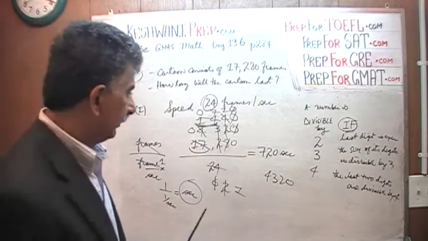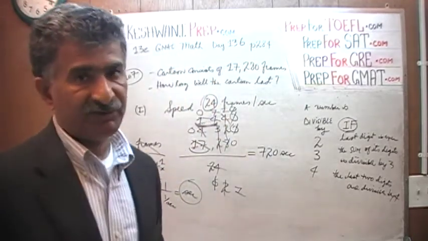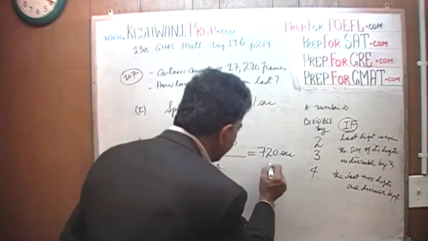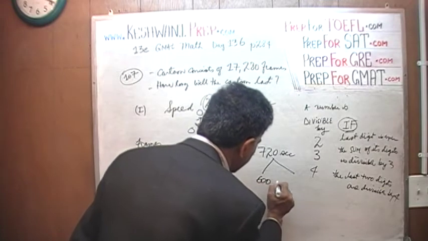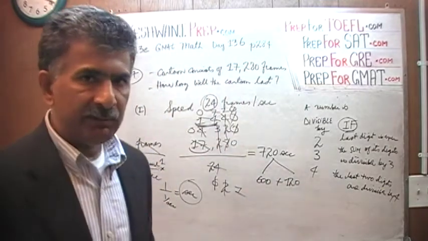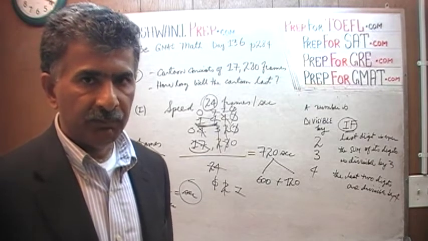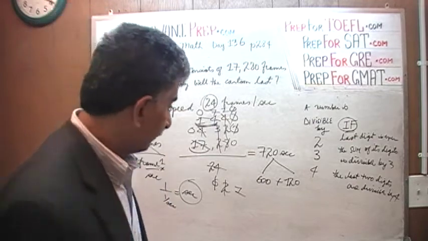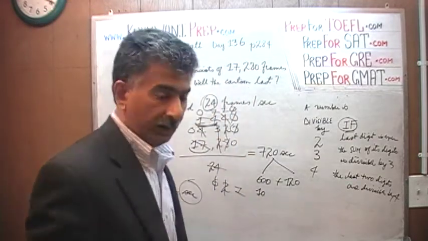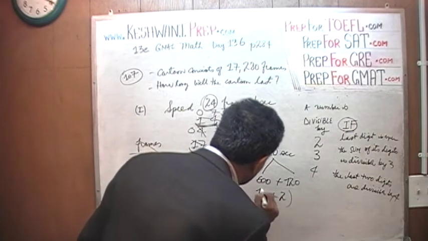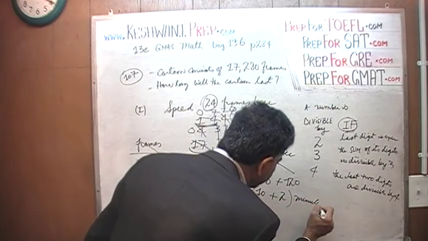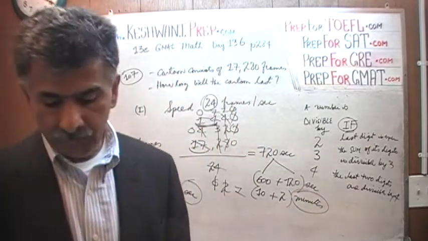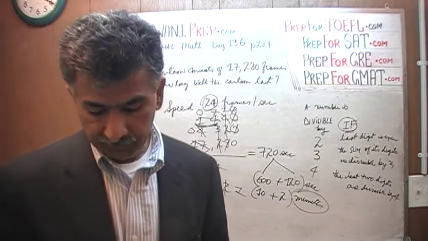720 seconds. Again, the question is how many minutes is that? Don't waste your time trying to divide by 60. Split it in a smart way. 720 can be split into 600 plus 120. How many minutes in 600 seconds? Well, 60 seconds is 1 minute, so 600 seconds must be 10 minutes. And 120 is another 2 minutes. So it is 12 minutes. The question was, how long will the movie last? The movie will last 12 minutes.